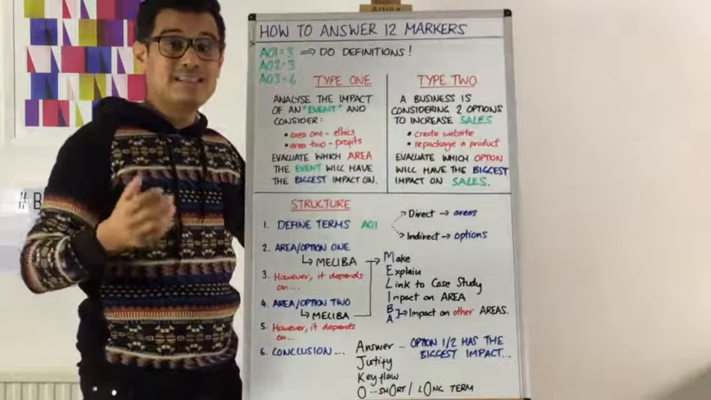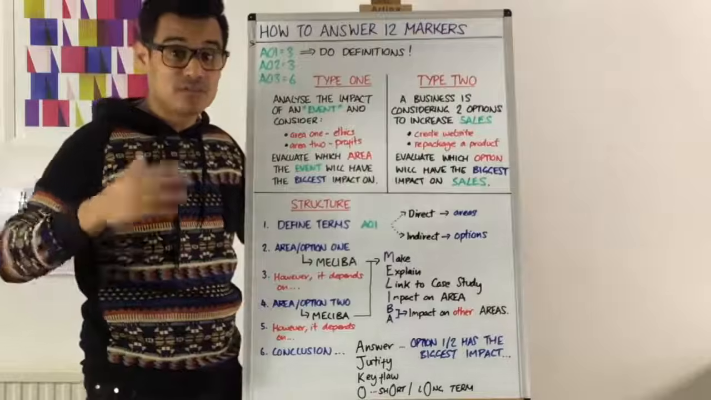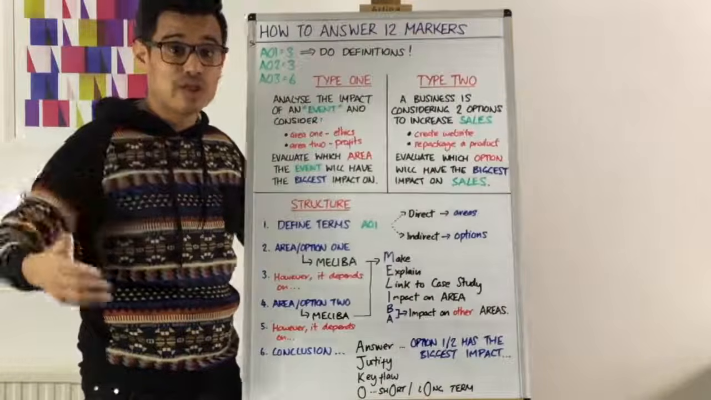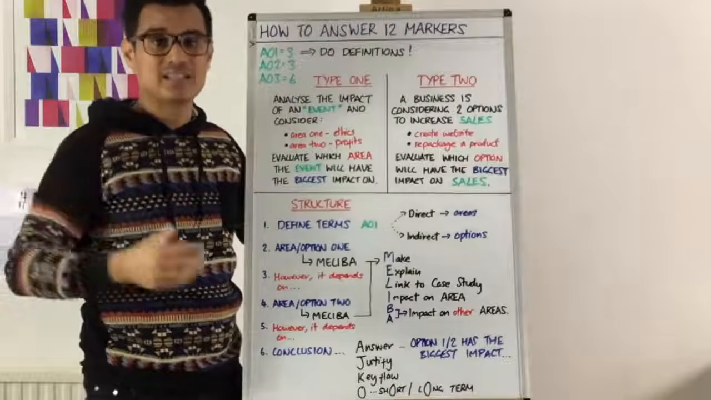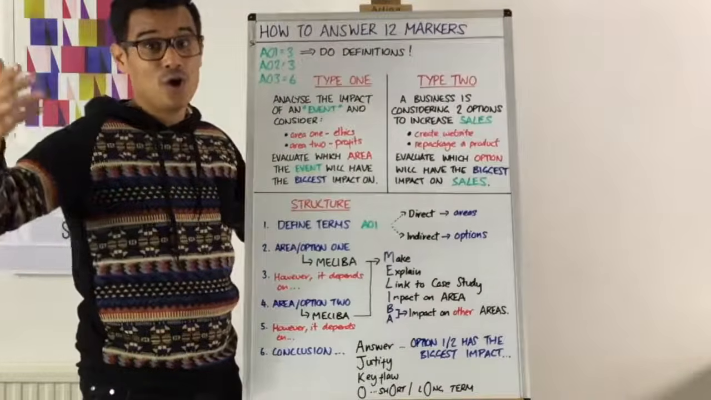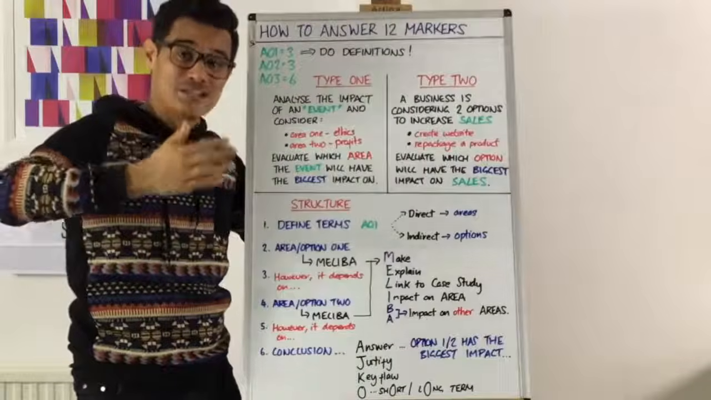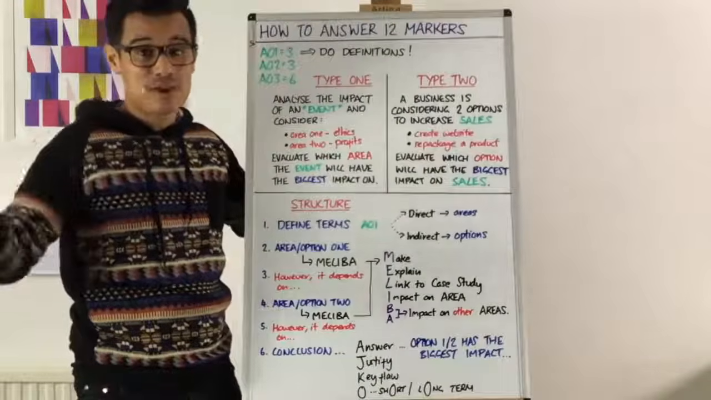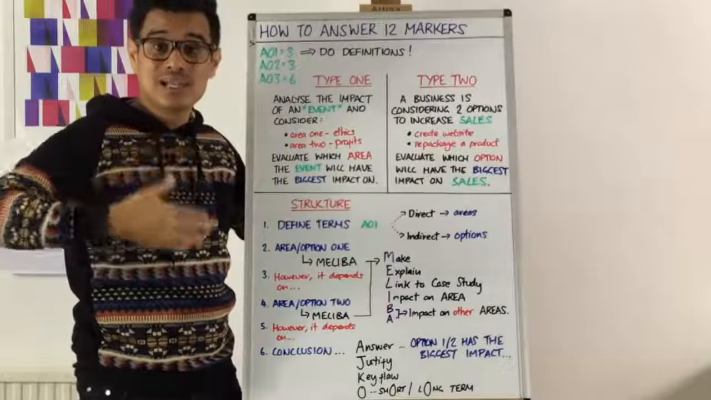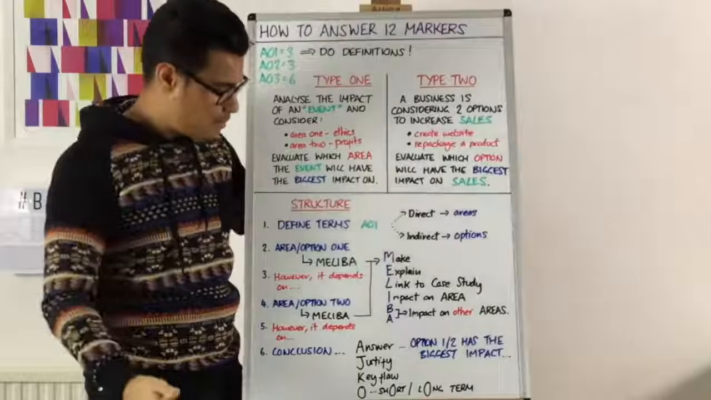Well, the way to think about it is if you're in a paper that's on finance, think about the other departments. Other departments being HR, operations, marketing. Think about how you could link it to that. If you're in a marketing paper, then link it to operations or finances or HR. If you're in a HR paper, link it to marketing, operations and finance. You catch my drift. You just link it to the other departments in the business. That's the BA, so MELIBA.